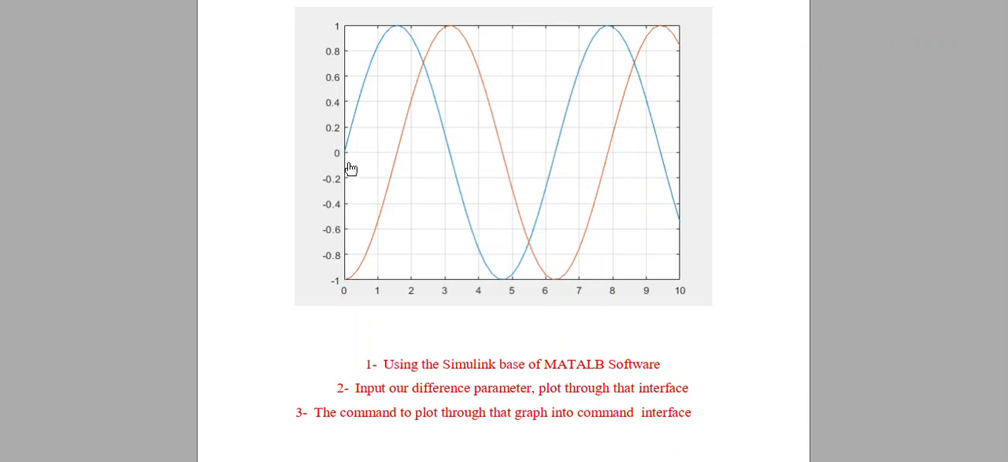So we will first define our parameter. This first one is the cosine function at 90 degrees. First of all, we're simulating in the MATLAB software. The second step is to input our different parameters, plot to the interface, and finally use the command plot to show that graph in the command interface. What does that mean? It means that we use mathematics to solve and also to control the step of our motor.